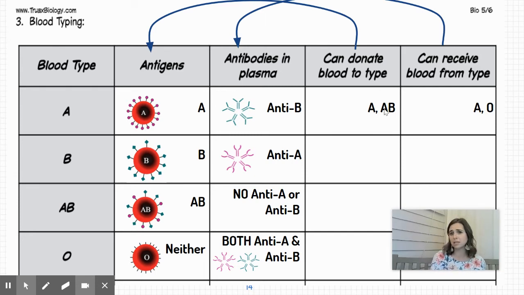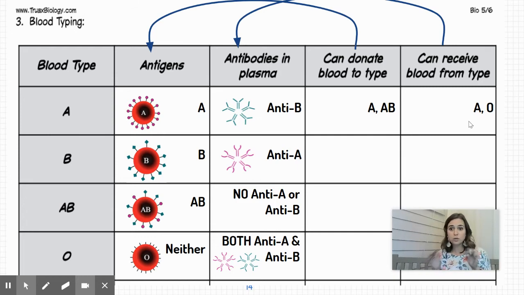So if you're A blood type, your blood can go to A people or AB people, but you can't receive AB blood because you have anti-B antibodies. If we put this in you, then those antibodies would attack it. So instead, we look at what antibodies are present when we figure out who you can receive blood from. If anyone has a B on them, you can't take it from them. So the only people they can receive blood from in this case is A and O.